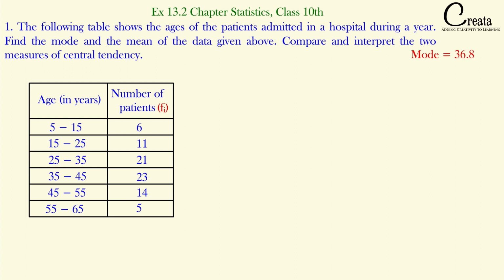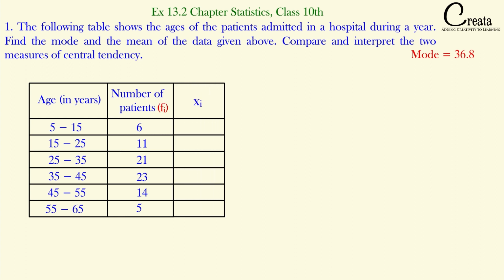So what is the first step? The first step is finding the observation, which is the class marks, Xi. How do we do that? We find the midpoint of the range. For example, for 5 to 15, what will be the midpoint? The midpoint is 10. So we got the class mark for the first row as 10. We can also use the formula (lower limit plus upper limit) upon 2, which is (5 plus 15) upon 2, which is 10. Either you can use the formula or you can observe the range and locate the midpoint, whichever is convenient to you.